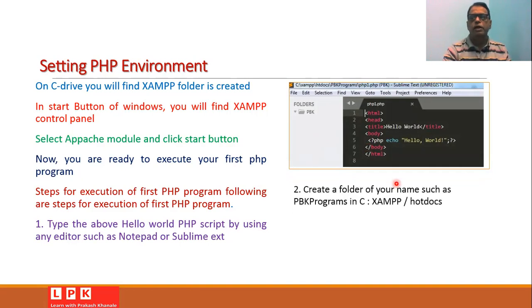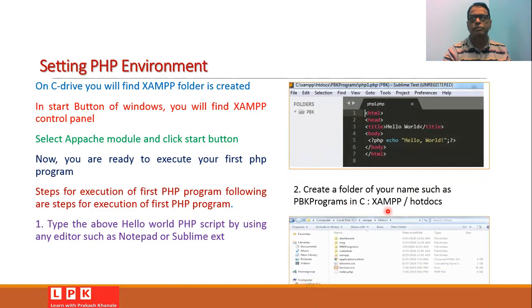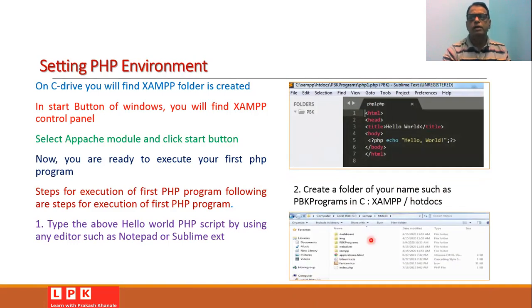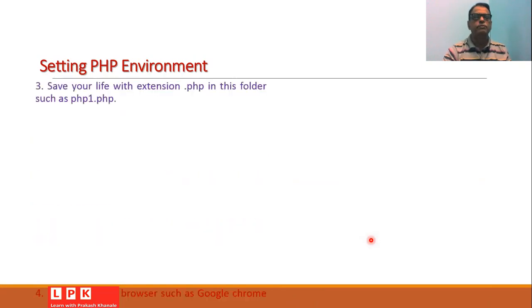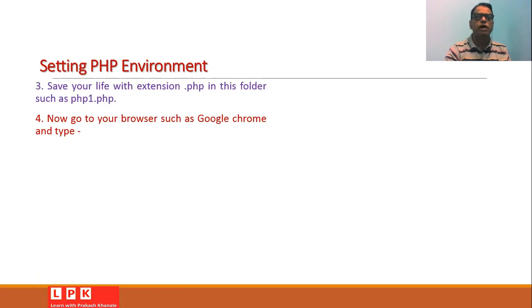Then you have to create a folder of your name, such as PBK or PBK programs, on the C drive under XAMPP in the htdocs folder. Once you create it, you can store this program in htdocs. So you have to save your file with the .php extension. For example, the file name can be php1.php.